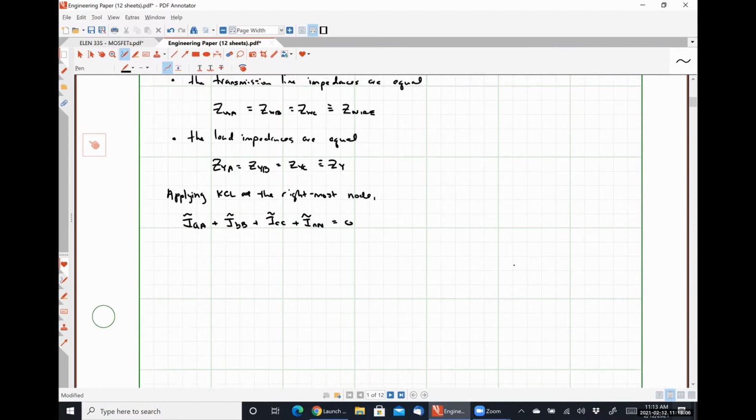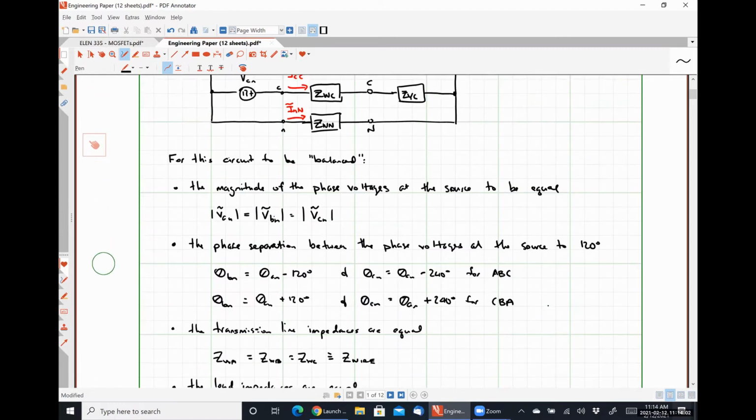And so this is going to give me VAN minus V capital N lowercase n divided by ZWA plus ZYA, VBN minus VNN divided by ZWB plus ZYB, VCN minus VNN over ZWC plus ZYC. And then I have to take into account my neutral current there.